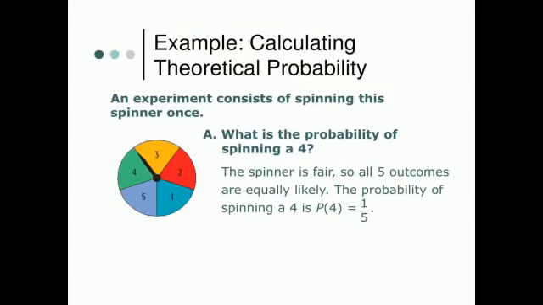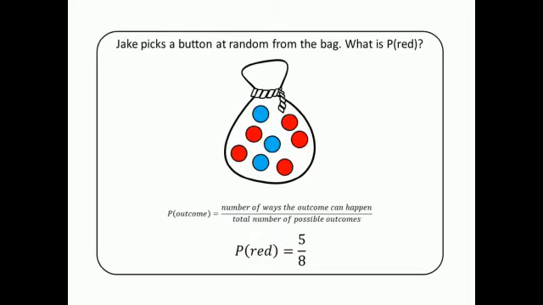You can see one spinner, with 1, 2, 3, 4, 5 written on it. The question is, what is the probability of spinning a 4? Only one 4 is written there, so the favorable outcome is 1, and there are 5 outcomes, so 1 by 5. Here you can see some red and blue buttons, and the total is 8. The question is the probability of getting red. There are 5 red buttons, so you can write 5 by 8.